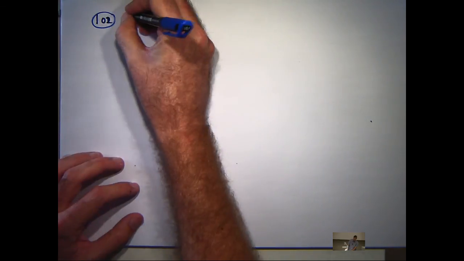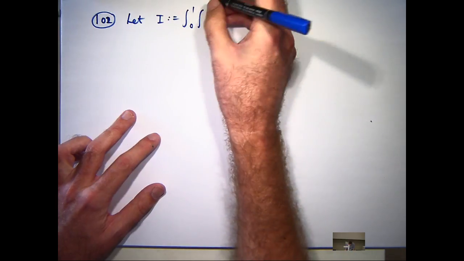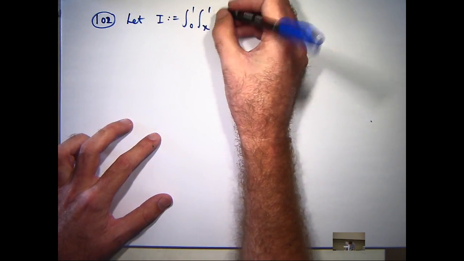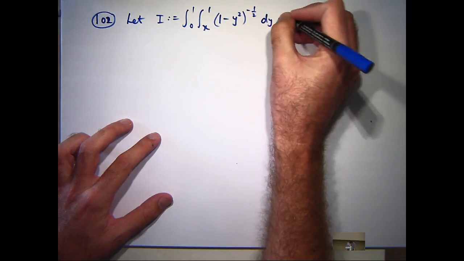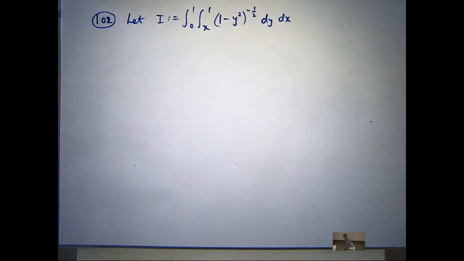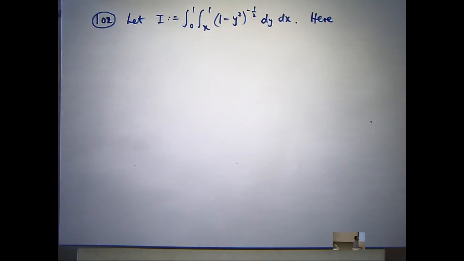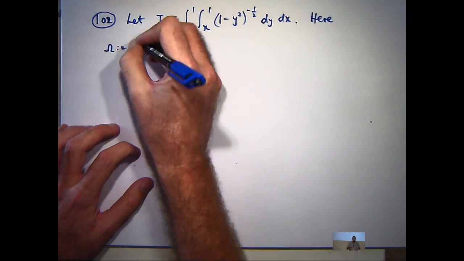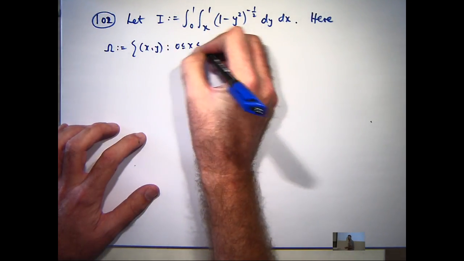So I'm going to let I denote our integral, the value of our integral. And the question asks us, you may be able to integrate that straight away, but the question asks us to first change the order of integration. So, our region of integration, let's call it, I don't know, omega or something. So, x is between 0 and 1, and y is between x and 1.